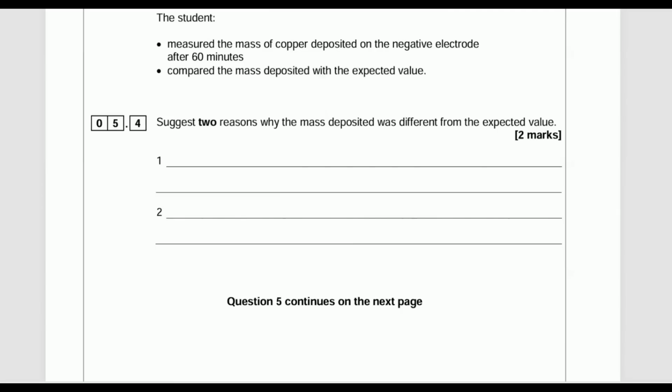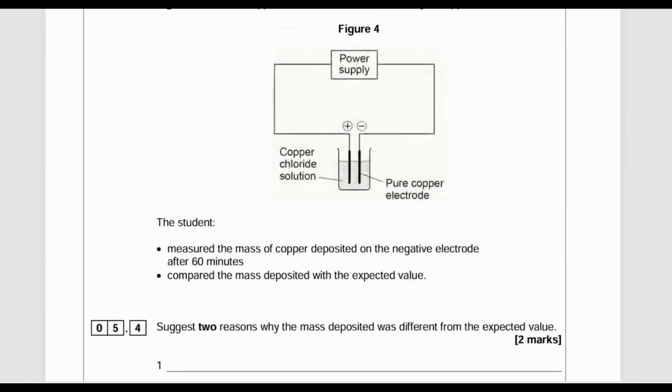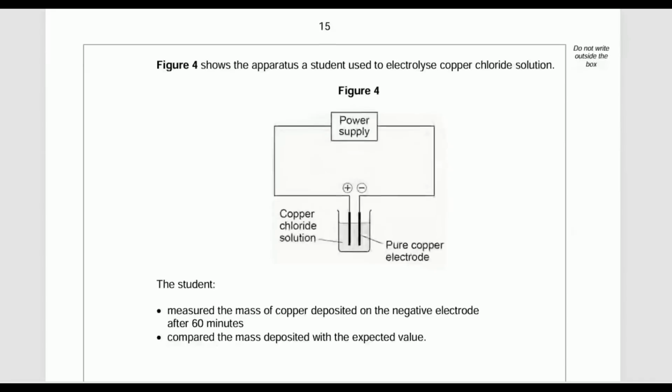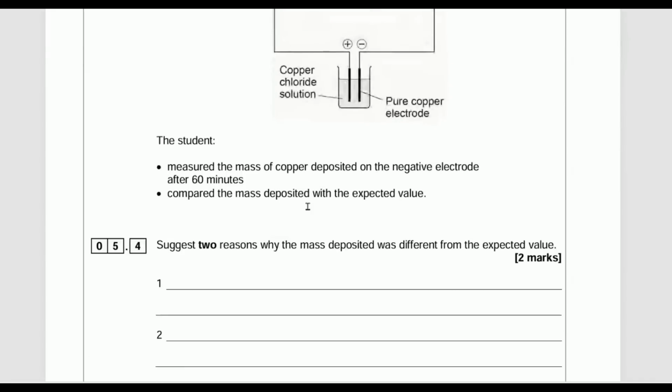Suggest two reasons why the mass deposited was different from the expected value. So the student measured the mass of copper on the negative electrode. Copper is coming out and joining here, and this is getting heavier and heavier. And it's saying, however, when they measured it, the mass was different than the expected value. Because they've said the mass is different, you're going to get a mark for saying whether it's heavier or lighter, and then saying why.